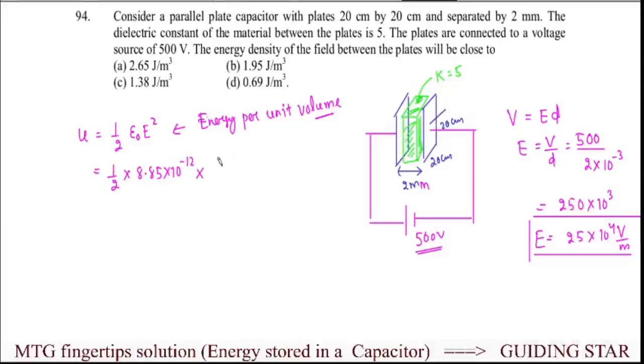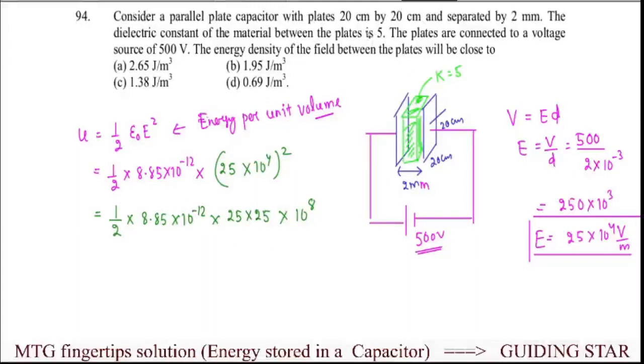So we will be writing E square, that means 25 into 10 to the power 4 whole square. After the calculation, it will be half into 8.85 into 10 to the power minus 12 into 25 square, that is 625, or we can keep it like that: 25 into 25 into 10 to the power 8. This is the energy per unit volume.